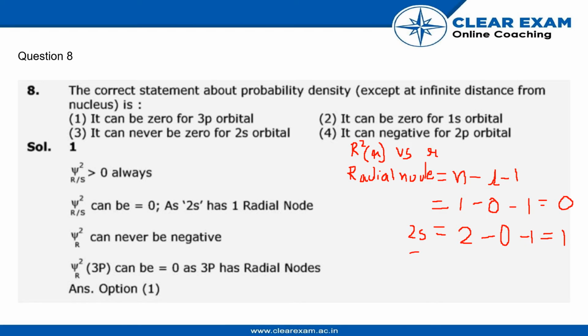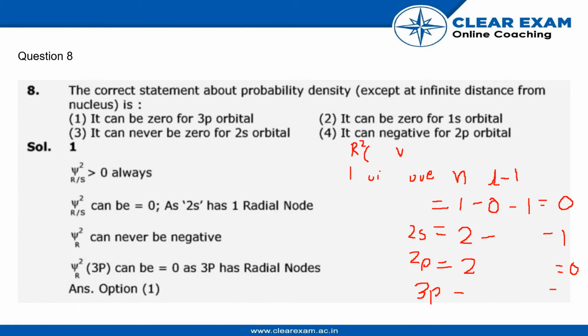And to calculate the radial node of 2p, it will be 2 minus the azimuthal quantum number for p, which is 1. So 2 minus 1 minus 1, which is 0. And similarly for 3p, it will come as 3 minus 1 minus 1, which is 1. Now we will draw the graphs for 1s, 2s, 2p and 3p.